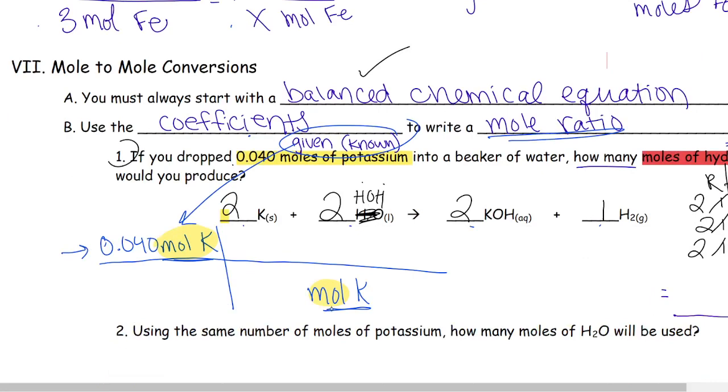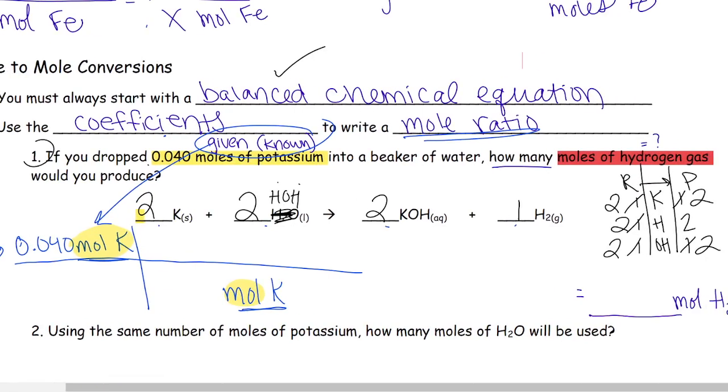So if I have moles of potassium, but my question is asking for moles of H2, I can get to moles of H2 by using the coefficients and writing a mole ratio. So according to my equation, for every 2 moles of potassium, I'm going to put a 2 here, how many moles of H2 was I able to produce? 1. That comes from my coefficient.